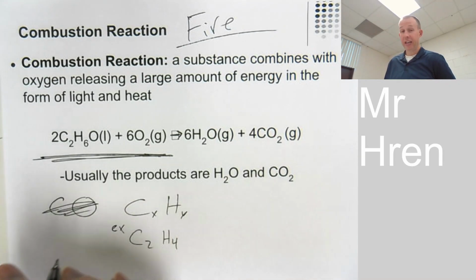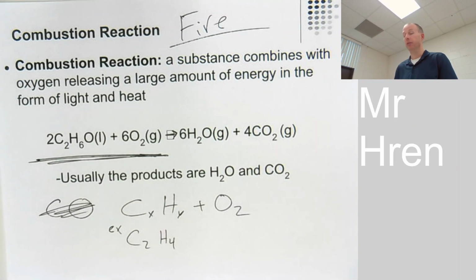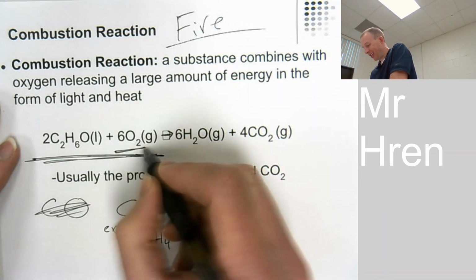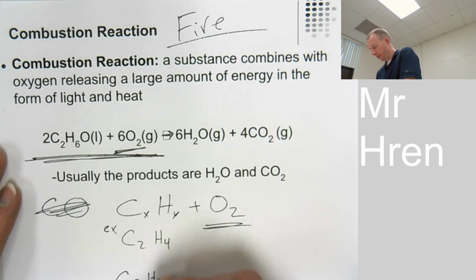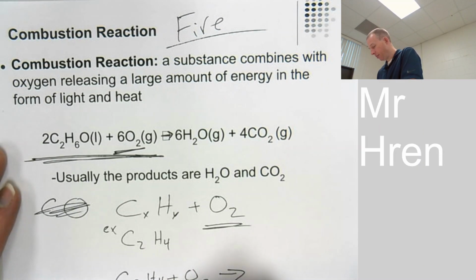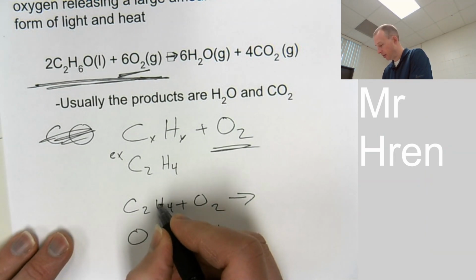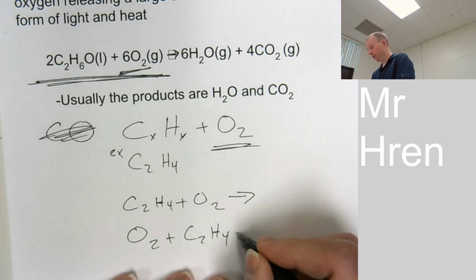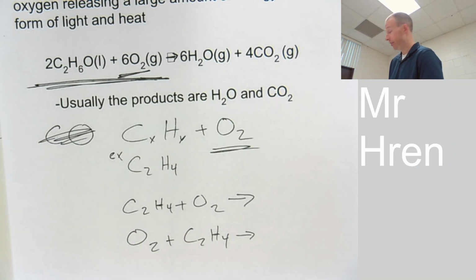Now, the second reactant will always be oxygen, because what does fire need to burn? Oxygen. Without oxygen, there is no combustion, there is no fire. So this second thing must always be oxygen. Though for example, you could write C2H4 plus O2 gives us some stuff, or you could write O2 plus C2H4. It's the same stuff. Understand that the order of the reactants or products doesn't matter as long as they're on the correct side of the arrow.